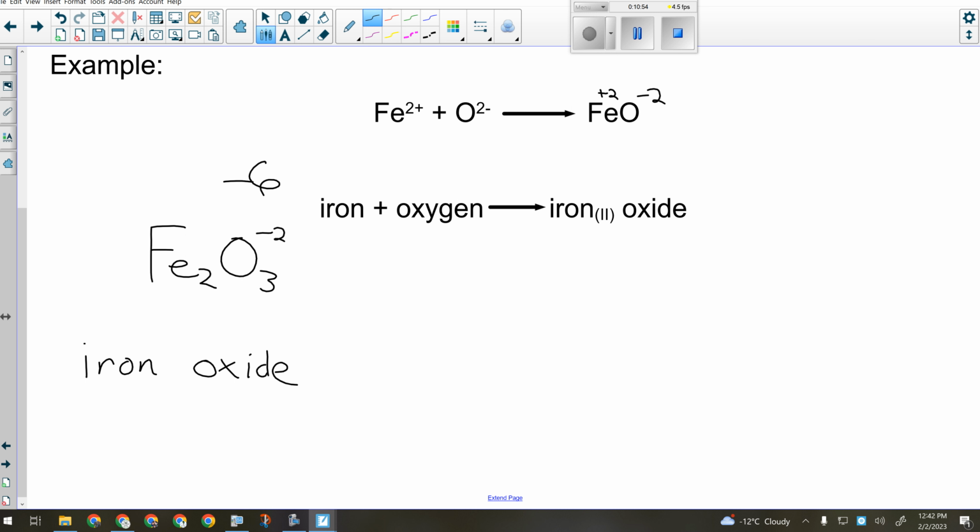So if I want this compound to have an overall charge of zero, I've got to get six positive charges out of the two irons that I have. So what does each iron have to have a charge of then? Three. How'd you do that? Because there's two irons, so if you do 3 plus 3 is 6. Yeah. 6 divided by 2 is 3.